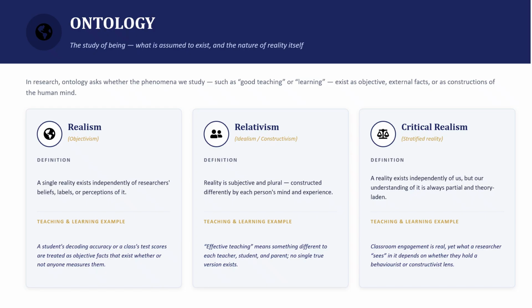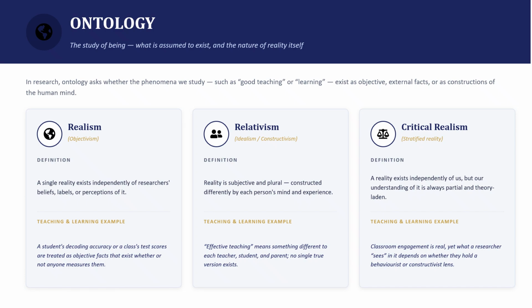What is meant by ontology? It can be defined as a branch of philosophy concerned with the nature of reality. It asks the question, what is reality? What really exists? Or we can say the study of being. You can see under the topic here, the study of being was assumed to exist and the nature of reality itself. So ontology asks this basic question.